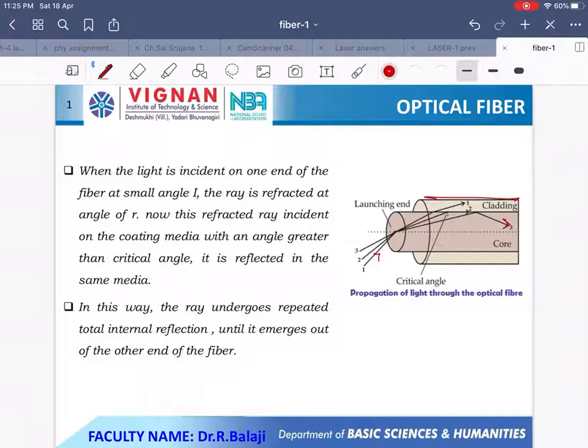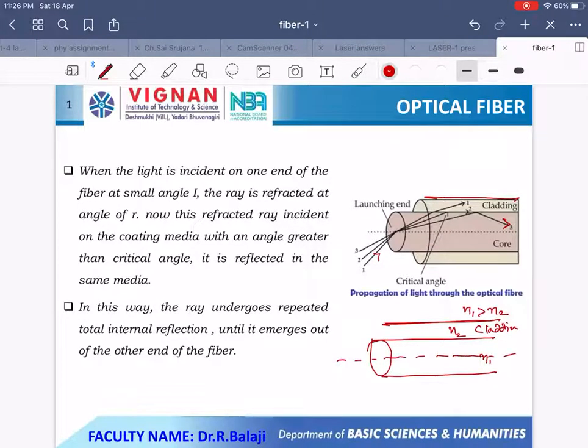In the case of optical fiber, this is the core. Its refractive index is n1. The next layer represents the cladding. Its refractive index is n2. The refractive index of the core is greater than the refractive index of the cladding. This is the axis. Now, say the surrounding media is air. Suppose light is launched into the optical fiber. It means you are entering from air to glass, from rarer media to denser media.